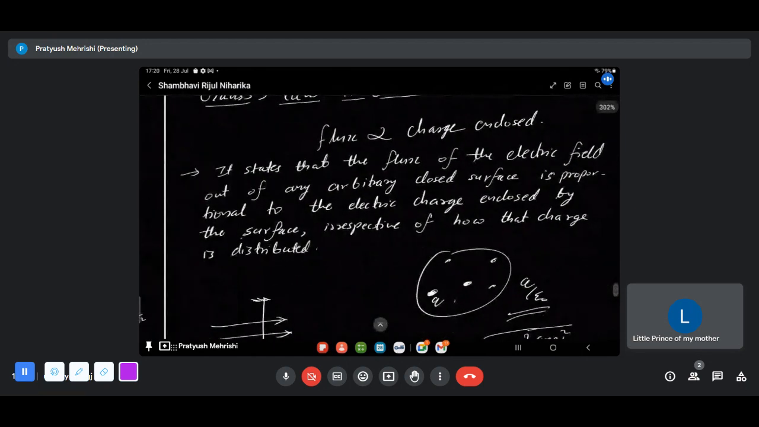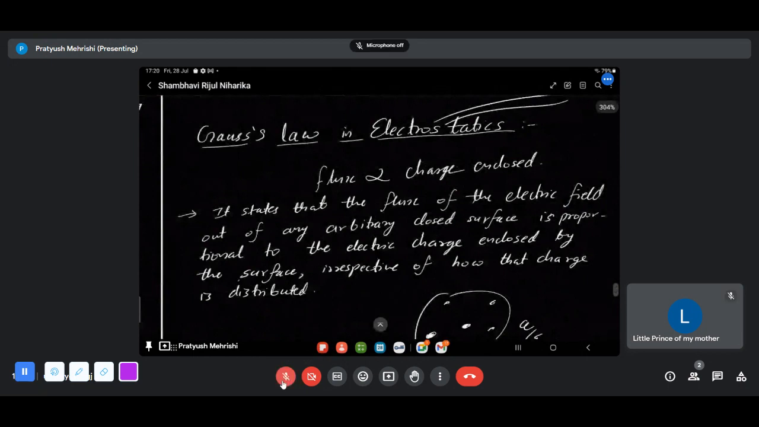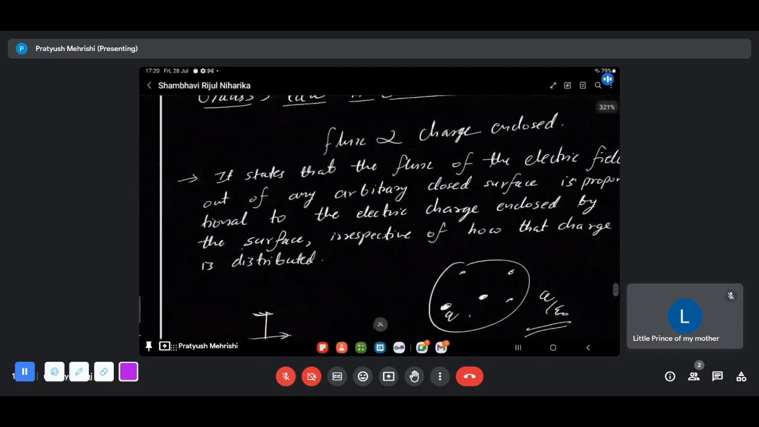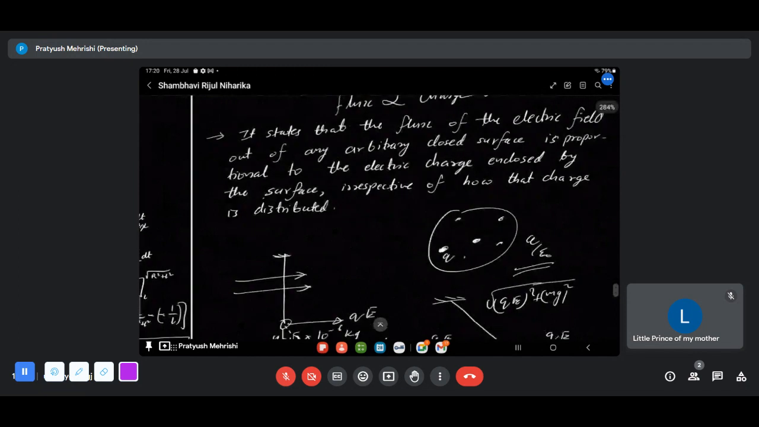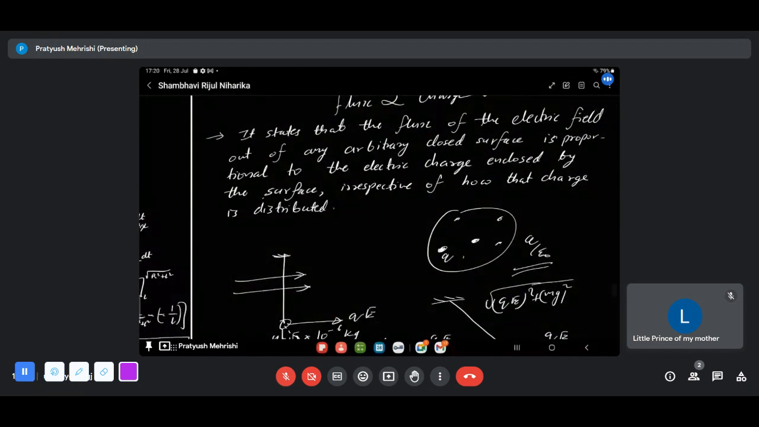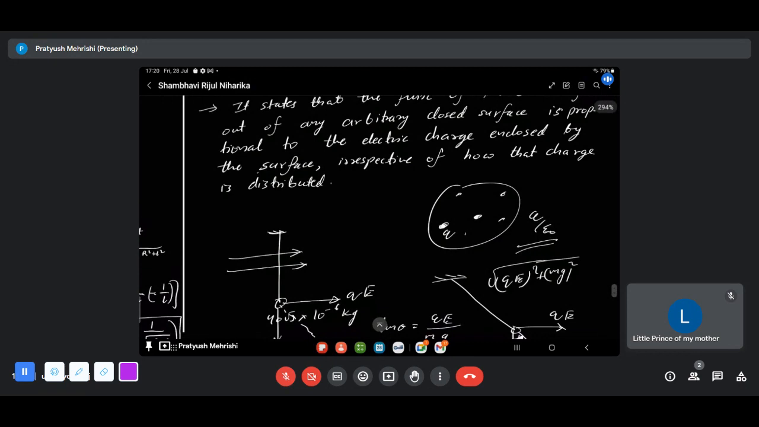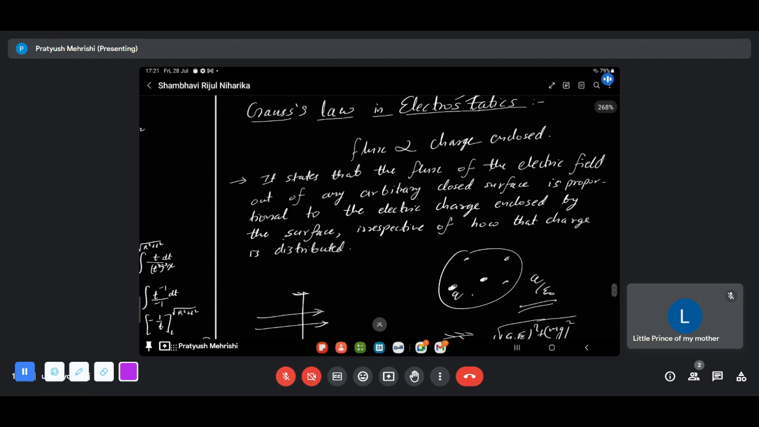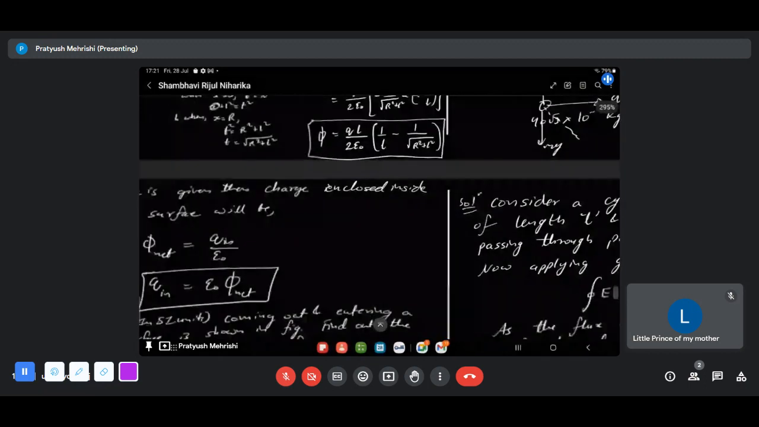Gauss law in electrostatics. See, what is Gauss law? Gauss law is a very simple law. It states that the flux is directly proportional to the charge enclosed by a surface. The charge must be fully enclosed by a surface. The net charge enclosed by a surface will be directly proportional to the flux emitting out of those charges.